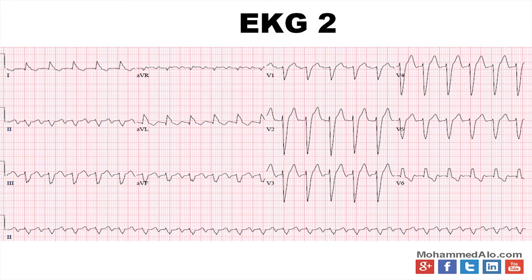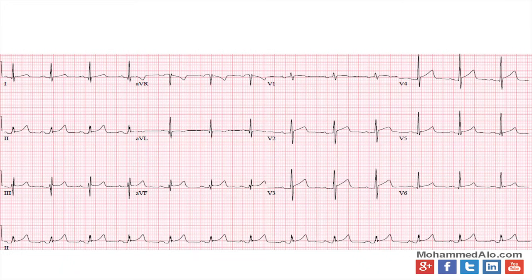Next EKG here, you're looking at ST elevations pretty much everywhere. If you look at V4, V5, V2, could be early repole, but it's not really the right shape. If you look at lead 2, you see that the PR segment is somewhat depressed. When you have a PR segment that's depressed below the isoelectric line, the isoelectric line being the end of that T wave and the beginning of the P wave.